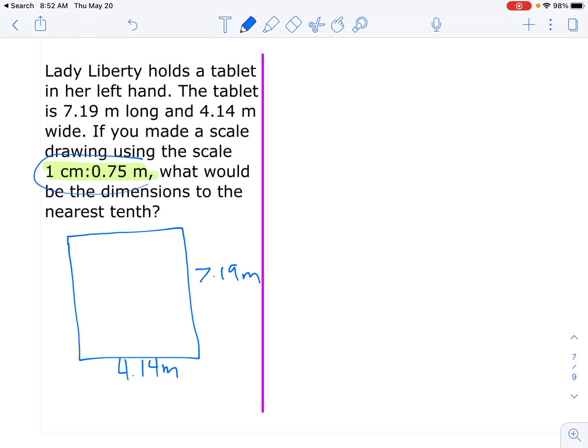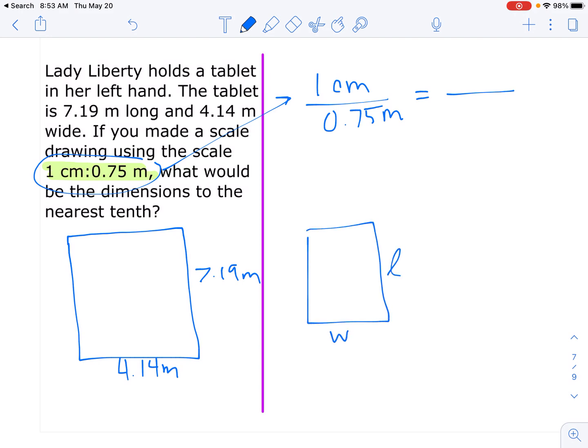So I'm going to take this and write it as a fraction, including the label, 1 centimeter, 0.75 meters, and set it equal to another fraction. I need to find the dimensions, both the length and the width, of what the scale drawing would have. So I'm going to do the proportion twice. First, I'm going to find the length. 7.19 is measured in meters. That's the actual length. So I'm going to put it on the bottom with the meters, and I'm going to find the length in centimeters by cross multiplying.